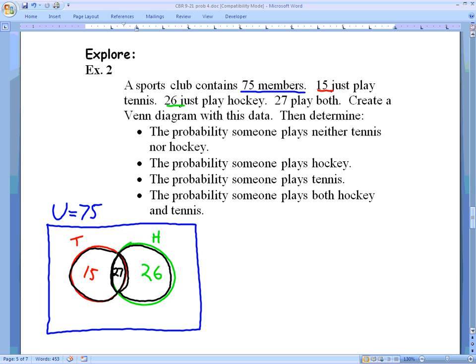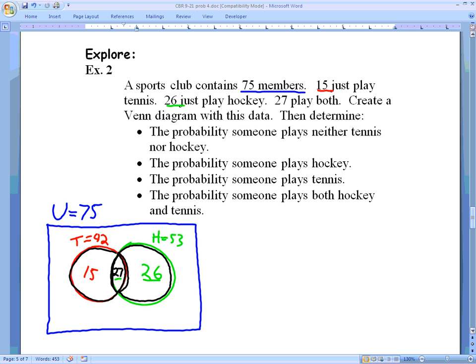Now, I can add up everything that's inside the red circle. That would include the 15 who just play tennis, as well as the black 27 who play both tennis and hockey. If I add them together, I end up with 42, I believe. So I have 42 total members who play tennis. Now I can do the same thing with the green. I take the 27 who's both, take the 26 who's just hockey, add those together, I get 53. And those would be all the students who play hockey.